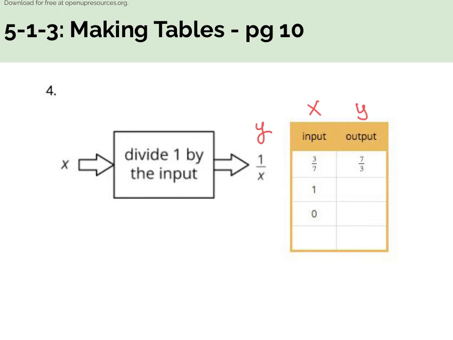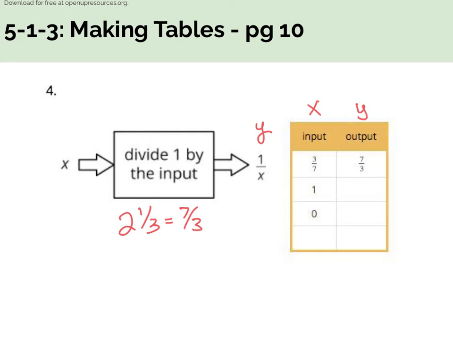So if we have 3 over 7 as our number, they're telling us to go ahead and do 1 divided by 3 over 7, and put 3 over 7 as a fraction. We stick it in our calculator, and you can get 2 and 1/3, but 2 and 1/3 is also 7 over 3.